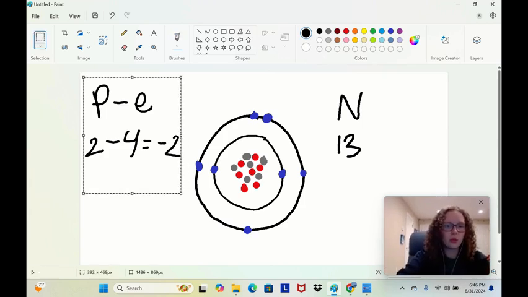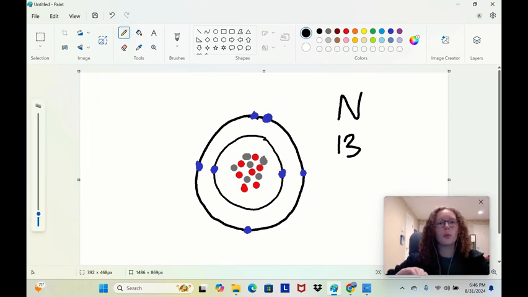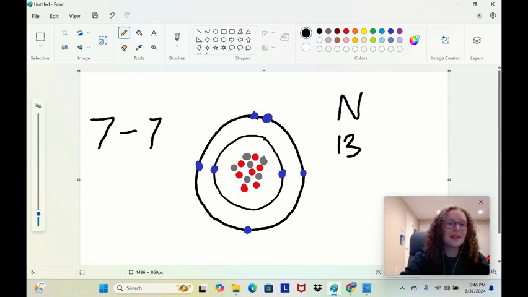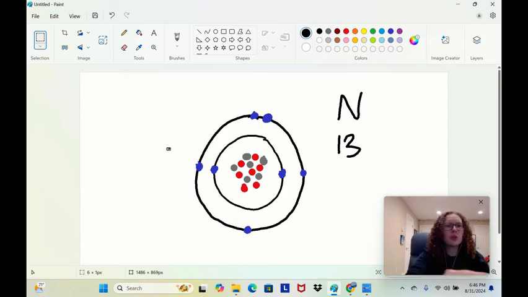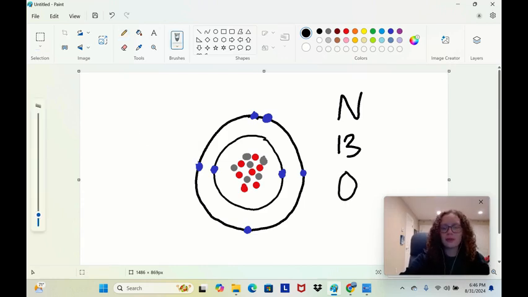So we are going to count. So we have 1, 2, 3, 4, 5, 6, 7 protons minus 1, 2, 3, 4, 5, 6, nope, 7 electrons too. And that gives us a charge of 0. So this atom has a 0. There's no charge on it, which is pretty awesome. So based on this information, we know that we have a nitrogen atom with a mass of 13 and a charge of 0.